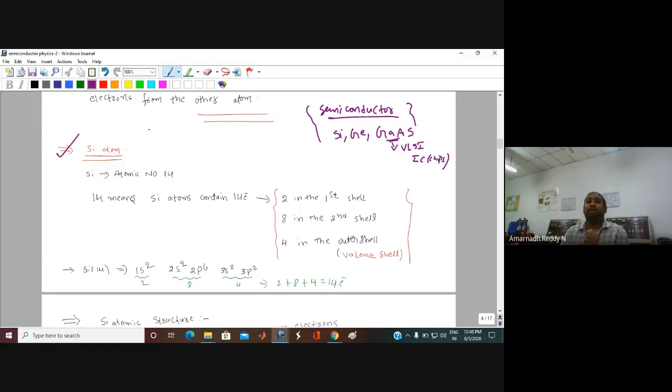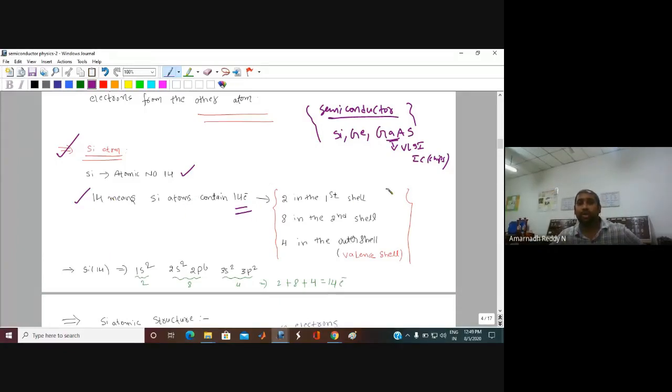Now we'll see the silicon atom, because silicon is a semiconductor material. Silicon's atomic number is 14, which means the silicon atom contains 14 electrons. We already studied carbon: atomic number 6 means 6 electrons, 2 in the inner shell and 4 in the outer shell. Similarly, 14 means silicon contains 14 electrons.